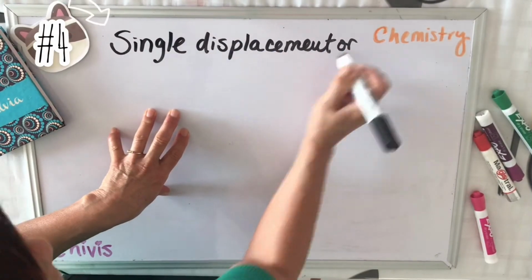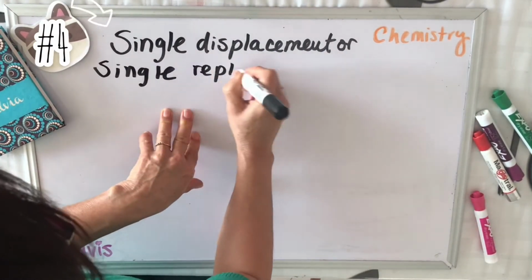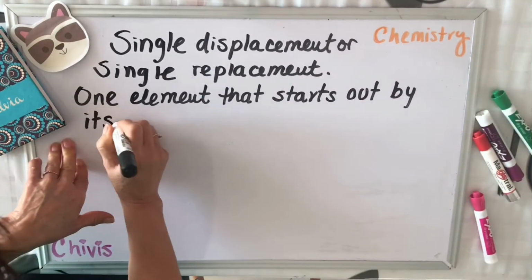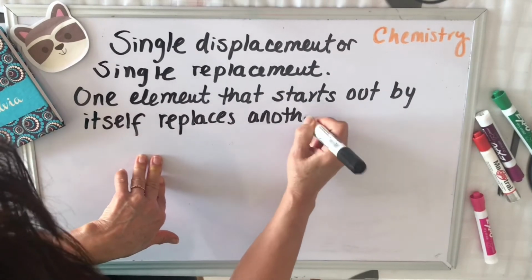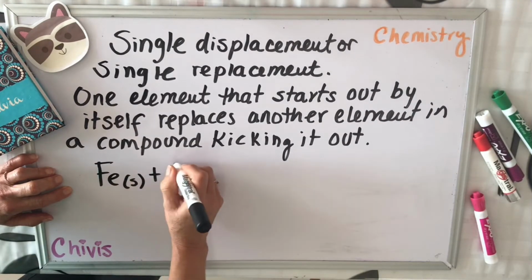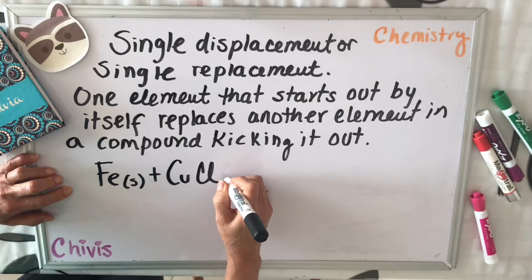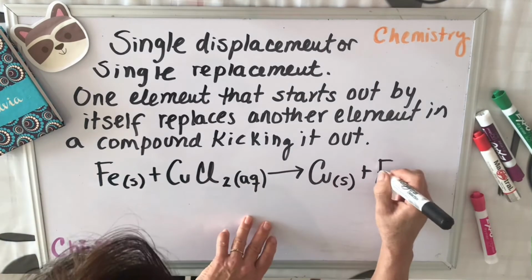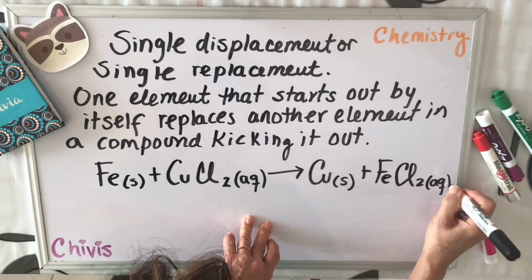Single displacement. In this type of chemical reaction, one element that starts out by itself replaces another element in a compound, kicking it out. Here in this example, iron combines with copper chloride, and iron pushes out the copper and joins with chloride to form iron chloride.